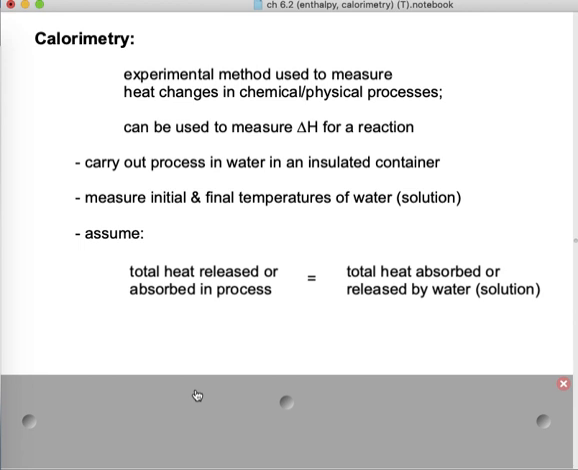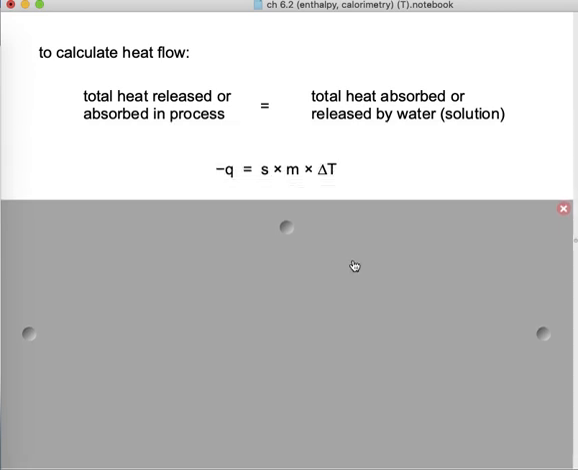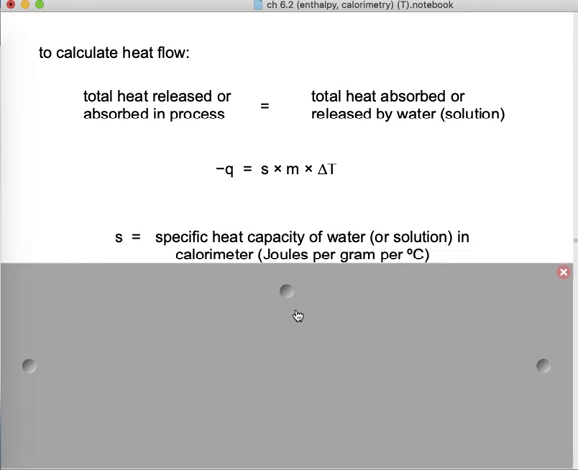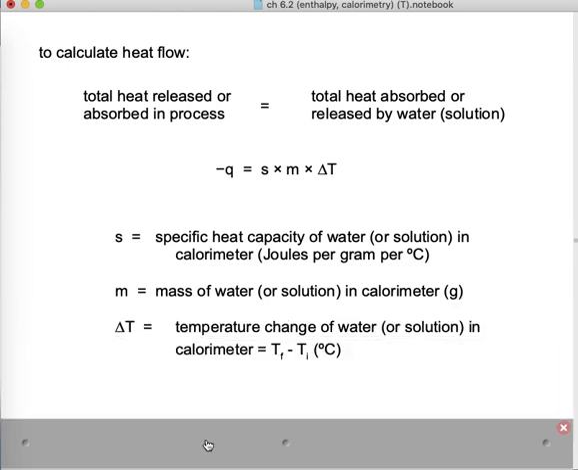What does this look like? Well, as you will see, we use a very, very simple device. To calculate the heat flow, as we said before, we're simply going to use our equation, negative Q equals S times M times delta T. Okay? S is the specific heat capacity of the water solution in the calorimeter. M is the total mass of the water solution in the calorimeter. And delta T is the temperature change undergone by the water solution in the calorimeter.